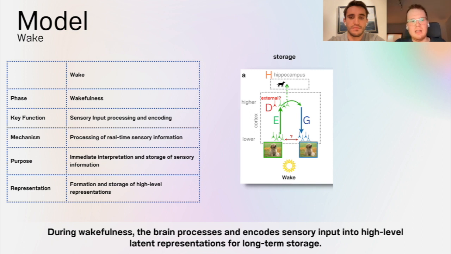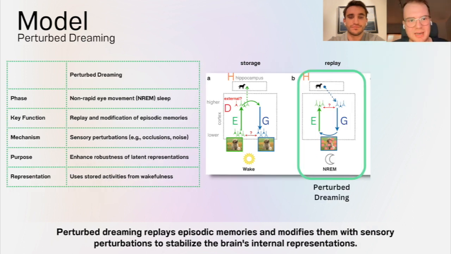Okay, and the next phase is perturbed dreaming, and that's the first concept they try to integrate into their model. This happens during NREM sleep, and here the discriminator gets just deactivated for this phase, so just ignore the discriminator. Because here the generator starts by taking a memory out of the hippocampus, also called replaying a memory out of the hippocampus, and tries to reconstruct this image again, but now it applies some occlusions to the image.